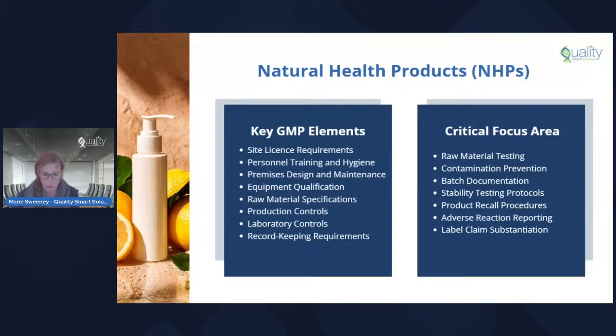Implement a strong monitoring system to track and respond to any safety incidents that arise. 90% of the time, they're just somebody who maybe didn't read the label properly, but you do want to have all your proof and evidence that you have addressed and dealt with these issues. And then your label verification and any claim substantiation. So ensure that every claim and dosage recommended is supported by credible evidence.